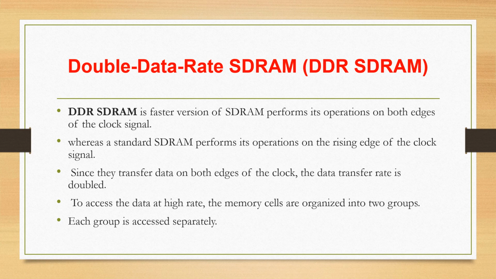To access the data at a high rate, the memory cells are organized into two groups. Each group is accessed separately.